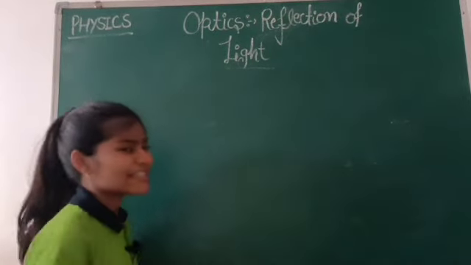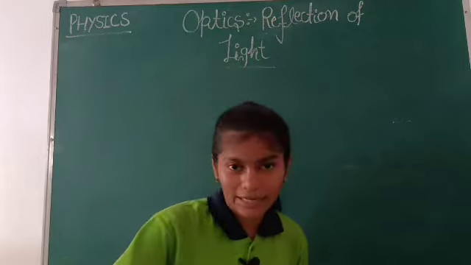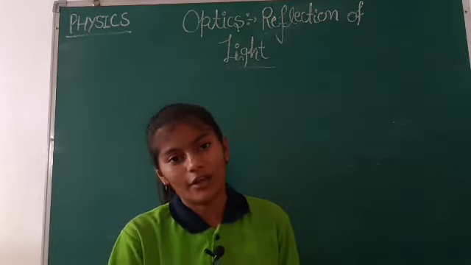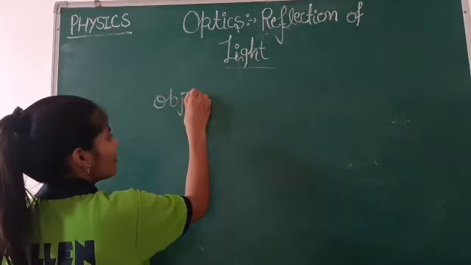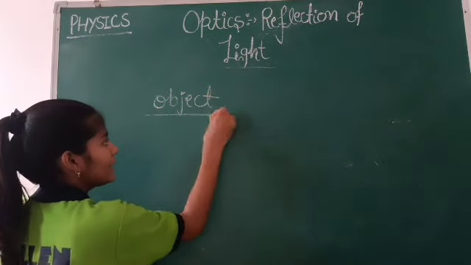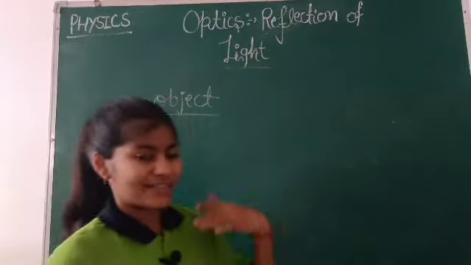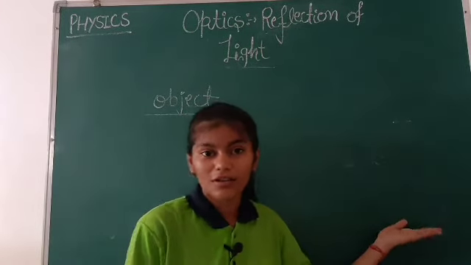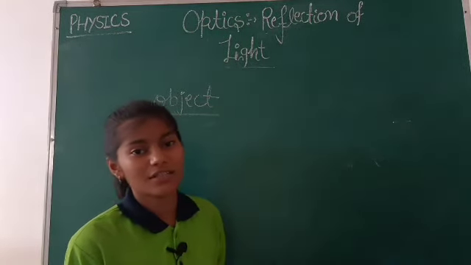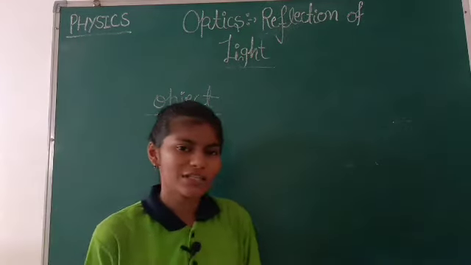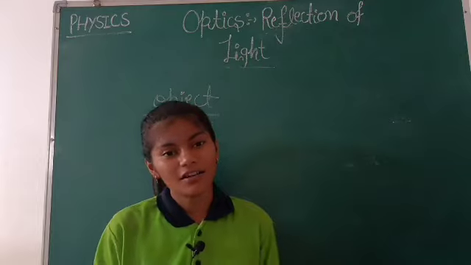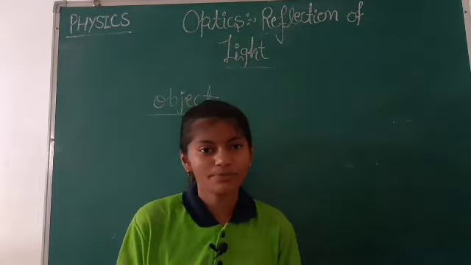So an object is something which is reflecting light and we are seeing that thing. So that is the object. Now this object which is reflecting light is of many types, whether it is luminous, non-luminous, transparent, translucent, opaque. These are the objects. Now the first one is luminous. We all know, we have studied this in previous classes also.